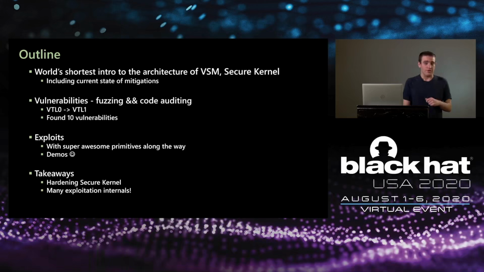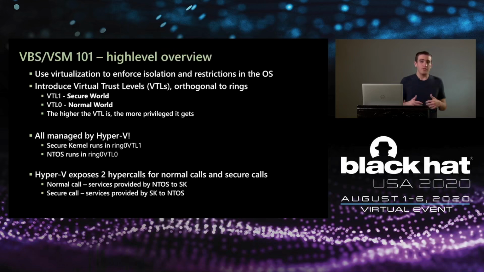So, without any further ado, let's talk about VBS. In the new architecture of Windows 10 and VBS, we use virtualization in order to enforce isolation and restrictions in the operating system. VSM introduces VTLs, which are virtual trust levels, which we use in order to isolate the operating system into different isolated security contexts. As of today, we have two VTLs. We have VTL 0 for the normal world and VTL 1 for the secure world.